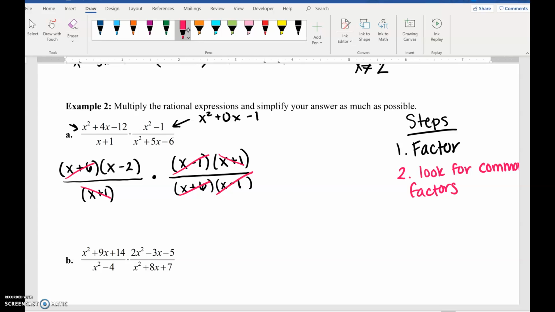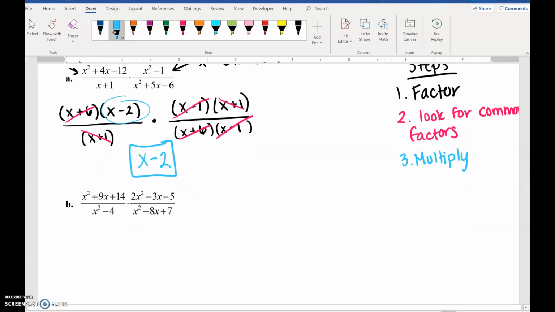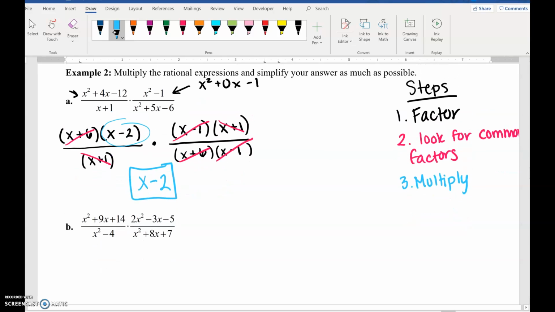And when we multiply, the next step is multiply, so step 3, multiply. And really the only thing we have left is this x minus 2, right? So it makes multiplying very simple, and our answer is just x minus 2. So go ahead and pause the video, look that over, and then try the next one and then check your answer. So pause, look it over, and try the next one.